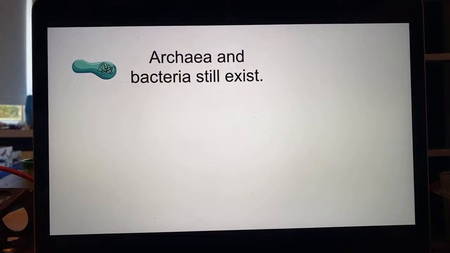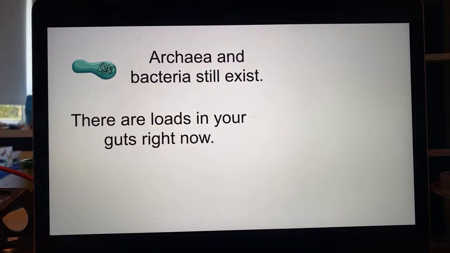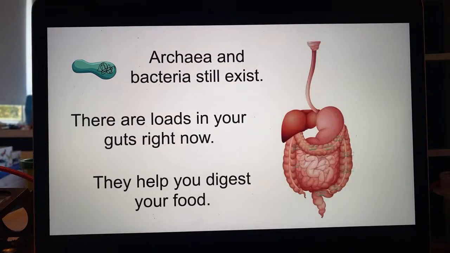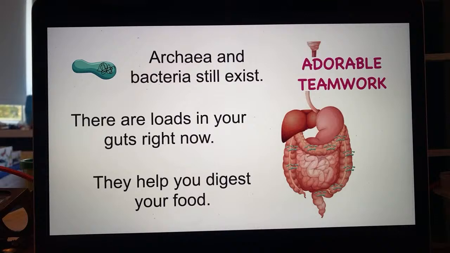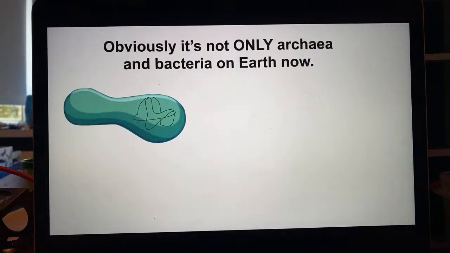Do you remember where they are? They're in your body, they're in your guts. They help you to digest your food. In fact, there's yeast in there as well, isn't there? We've learned throughout the course of this lesson. I've put adorable teamwork. Thank you, little gut pets.